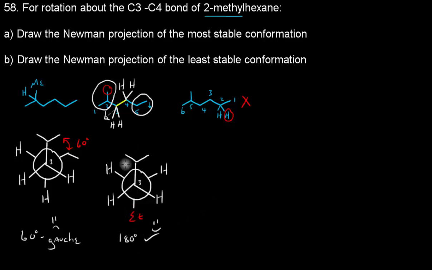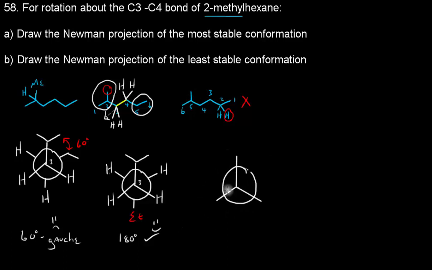And again, if we want to draw a Newman projection with the least stable conformation, all we have to do is reverse what we just did. We're going to still draw the Newman projection almost in the exact same way, but we're going to draw an eclipsed conformation, and we're going to put the ethyl group right on top of the isopropyl group. So pause the video and see if you can draw that and double check your answer with mine.